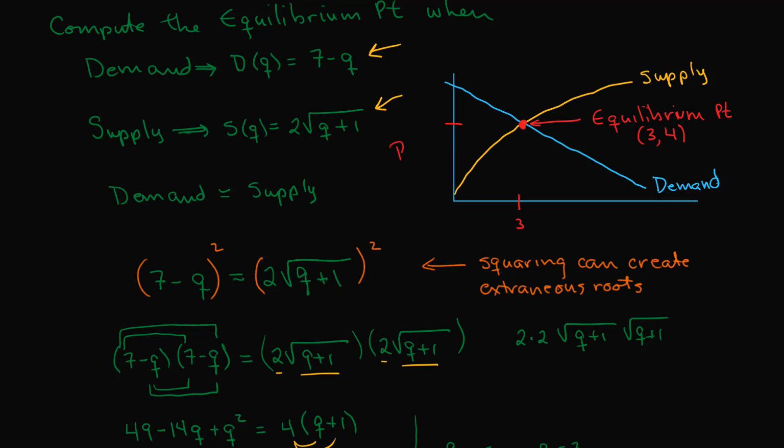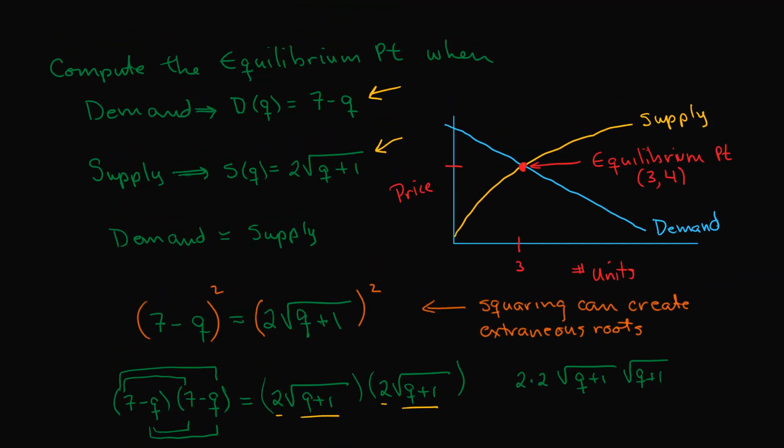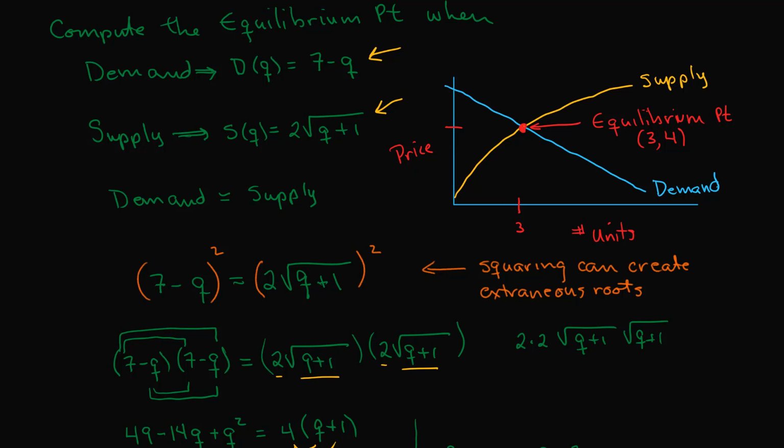So the price, remember, is going to be on the vertical axis. The quantity, or the number of units, is always going to be on the horizontal axis. And with that, that takes care of this problem where you're asked to compute an equilibrium point. Problems like this are very common on quizzes, tests, and final exams, all three, because this is a very important idea to have in mind.